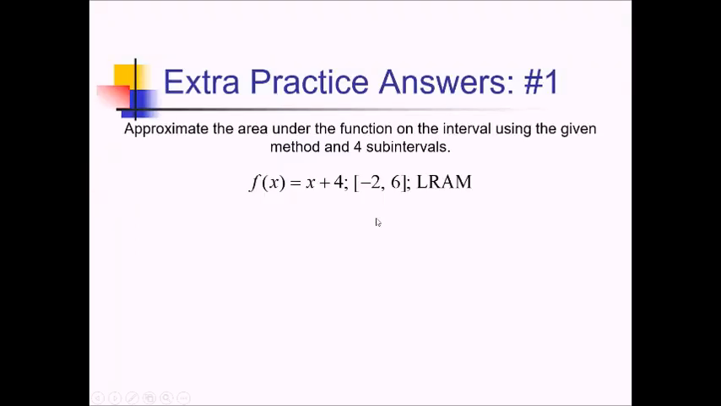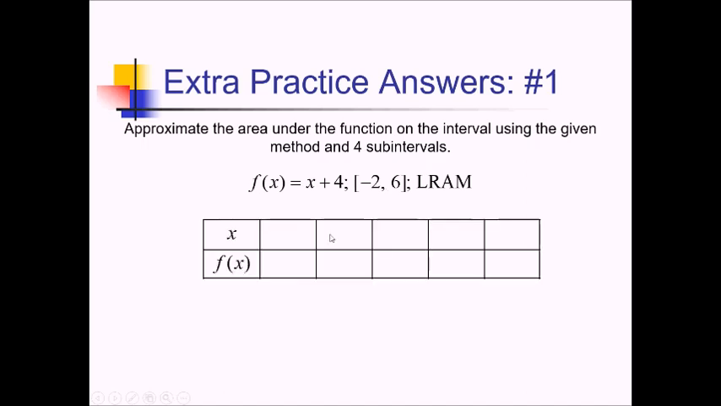For this problem, we're trying to approximate the area under this linear function on the interval from -2 to 6 using LRAM. So let me start by setting up a table. If I'm doing 4 sub-intervals for this distance, that means I have to be going by 2's for my intervals. So let me just get some table values. I'm going to use the x values -2, 0, 2, 4, and also 6.